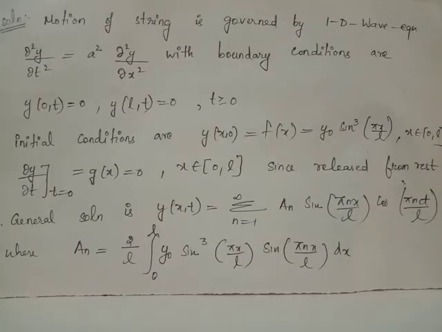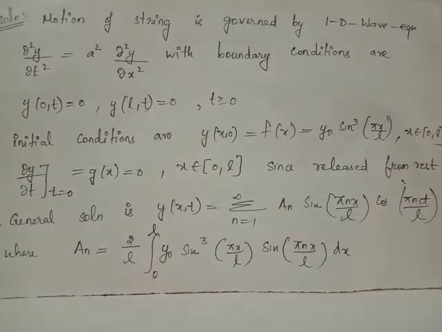Hence, the general solution for the one-dimensional wave equation reduces to the form y of x,t equals summation n ranges from 1 to infinity a n sin pi n x by L cos pi n ct by L. This is because g of x equals 0 gives the value of bn as 0. The Fourier coefficient an can be evaluated using the formula 2 by L integral 0 to L f of x sin pi n x by L dx, where f of x equals y naught sine cube pi x by L. Thus we arrive at this expression for an.